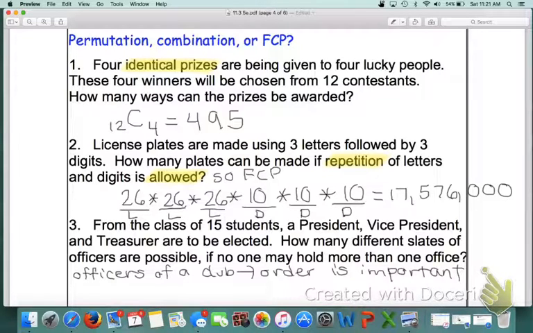Okay. So, we have 15 students that we're choosing from, but we're only going to choose 3 of those because we have a president, a vice president, and a treasurer. That's 3 slots that need to be elected. Okay. 15P3 would give us 2,730 ways to slate those officers.